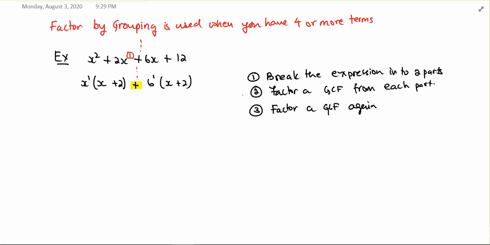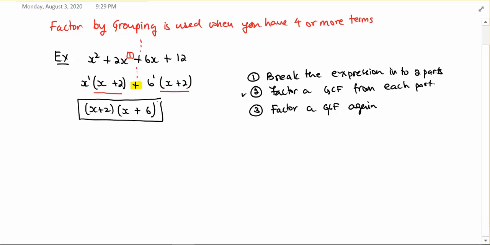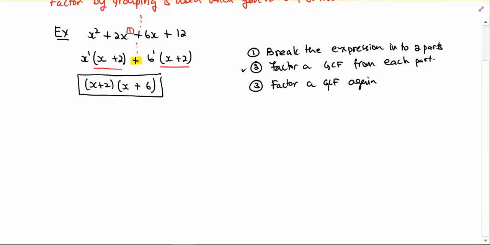Now that's the second step. Now the third step says factor a GCF again, and if you stare at this long enough and if you've done this right, you will have a GCF right there. So you factor out the GCF again, that's going to be x plus 2, x plus 6, the remainder. And that's it. That's your answer to a factor by grouping, that 4-term expression.